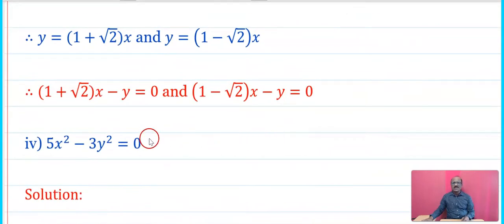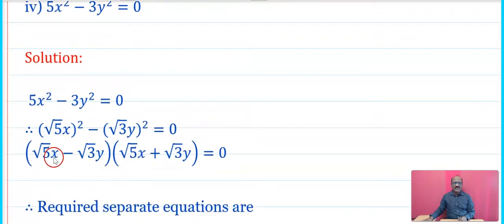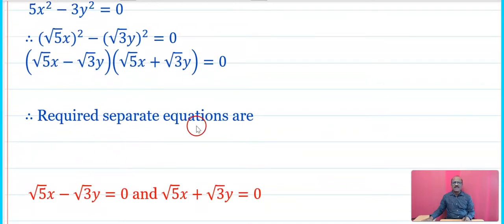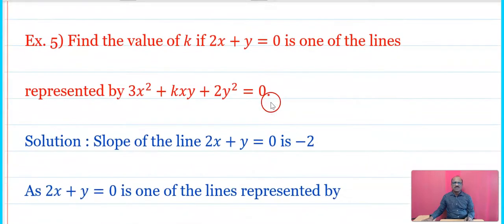Okay. Now the next is 5x square minus 3y square is equal to 0. Now 5x square is the square of root 5x, so (root 5x) square minus (root 3y) square, and therefore you will get (root 5x minus root 3y) into (root 5x plus root 3y) is equal to 0. Therefore the required separate equations are root 5x minus root 3y is equal to 0 and root 5x plus root 3y is equal to 0.